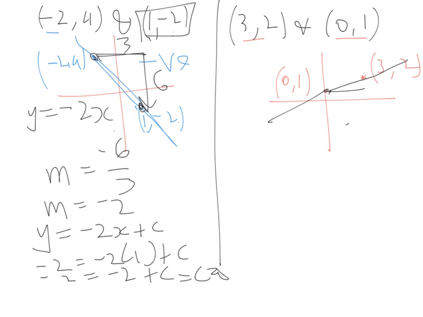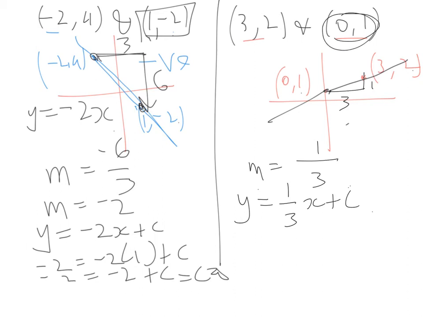Now to get from this point to this point, we've gone across 3 units. So m equals, our run is 3. And we've gone from 1 to 2, so we've gone up 1. So it's 1 over 3. So m equals 1 over 3. That's our gradient.